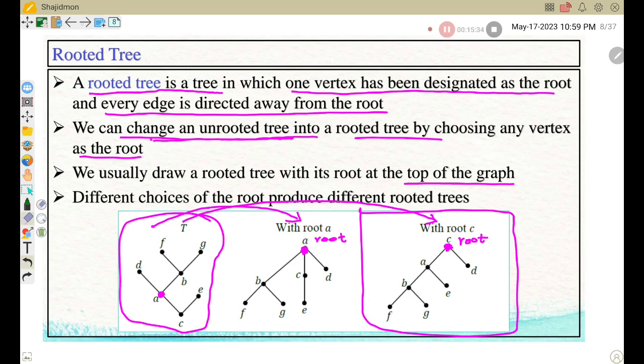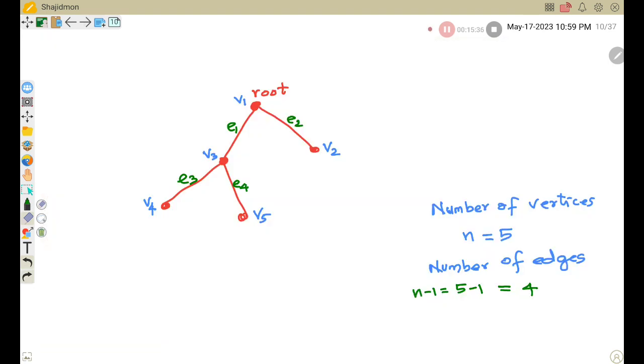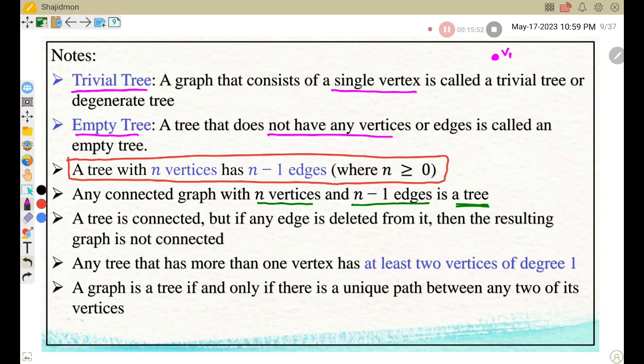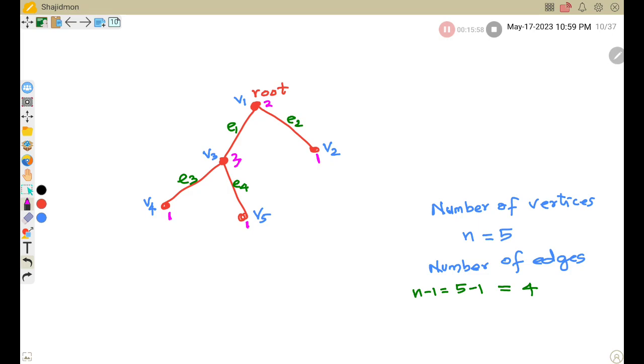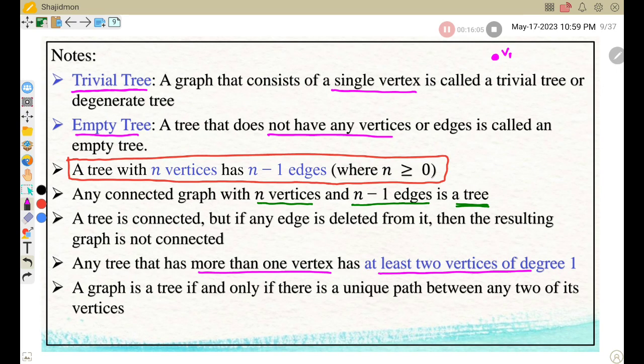For example, this graph you can see. How many vertices of degree 1 here? This vertex has degree 1, this vertex degree 1, this vertex degree 1, correct? This vertex is degree 2, and this vertex is degree 3. What it is telling is that any tree with more than one vertex has at least 2 vertices of degree 1. Here we are getting 3 vertices of degree 1, so a minimum of 2 is satisfied. That is the point here.